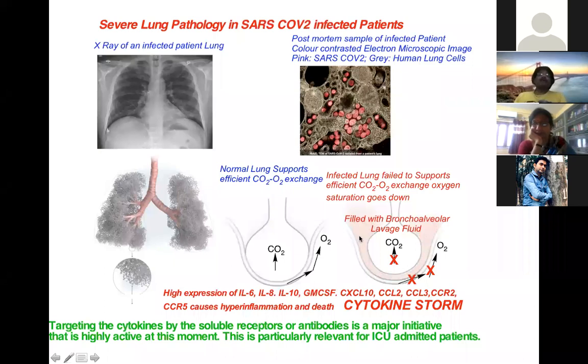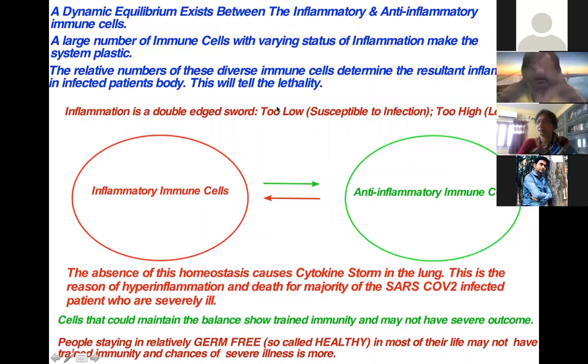Now, I will tell you a little bit more about the intricate balance that is happening in our immune cells, and the absence of that balance is causing the hyperinflammation. The immune cells can be grossly divided into two kinds. One is the inflammatory cell, another is the anti-inflammatory immune cell. A large number of immune cells with varying status of inflammation are there, and these cells are plastic in nature. Plasticity means they can convert from one type to another. So the relative number of these diverse immune cells determines the resultant inflammation in the infected patient's body.